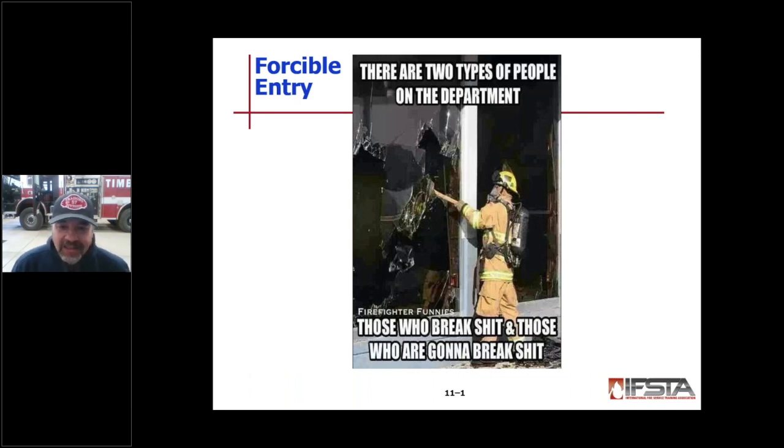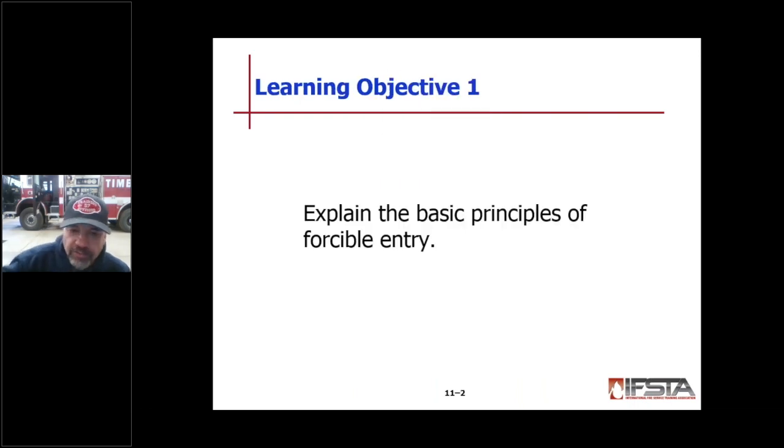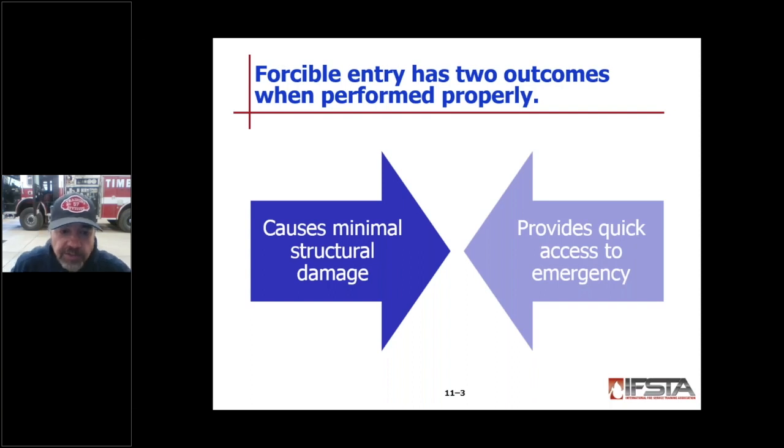If we're just doing things quick and doing things fast and not really thinking through it, we may not be pushing toward incident command's goals if we just start swinging and breaking stuff. And we'll learn as we go through this that forcible entry is something that is not done randomly. It's not done without being ordered by incident command, and it's not done without having good strategic and tactical goals behind it. So learning objective 1 is the basic principles of forcible entry.